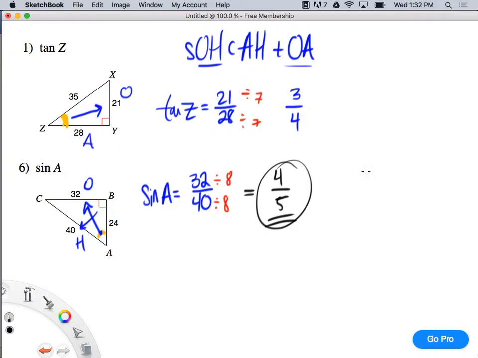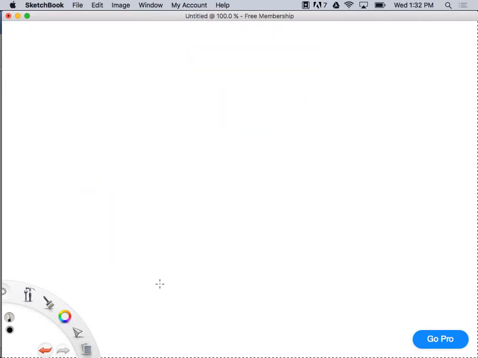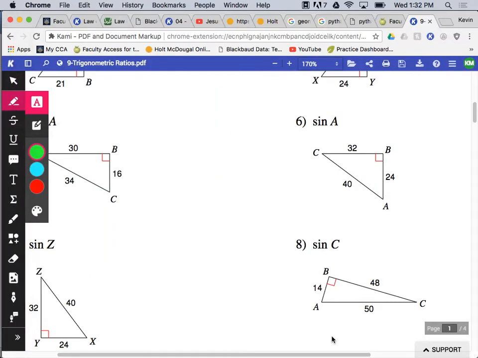Like, where the A is yellow. The angle, yeah, the angle. Why didn't you pick the top one? Because it's asking for the sine of A. Yeah, so it specifically asks for the sine of that angle.